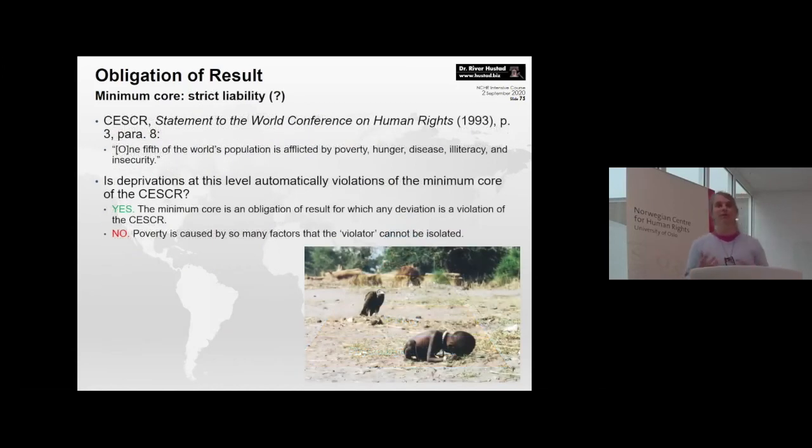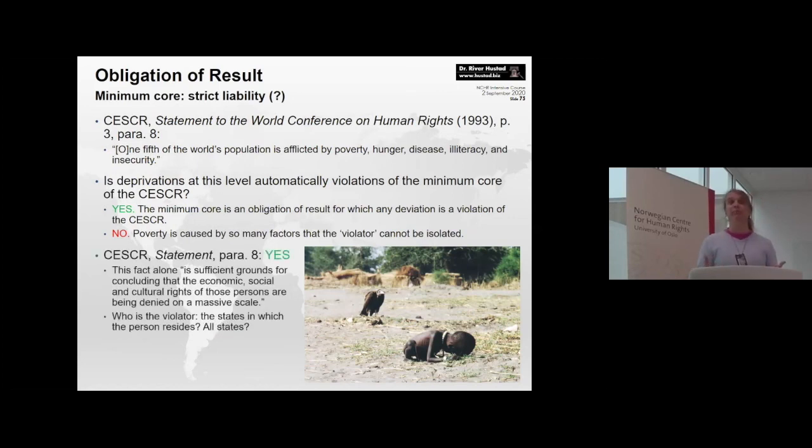So there's a little bit of gray area in law here as well about, is this simply strict liability? If there's starvation, then there is a violation. The Committee on Economic, Social, and Cultural Rights has pretty consistently said yes. So the fact of, in this statement to the World Conference, they were talking about 1/5 of the world's population afflicted by poverty, hunger, disease, illiteracy, insecurity. This fact alone is sufficient grounds for concluding that the economic, social, and cultural rights are being denied on a massive scale.